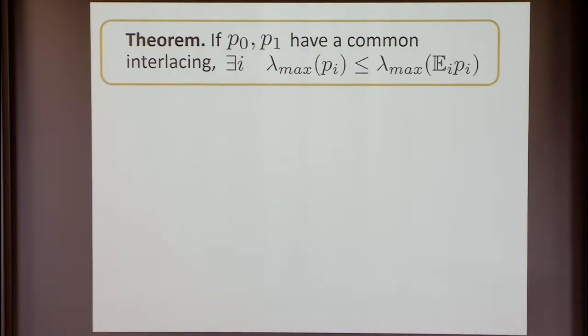So this allows you to prove this very simple and useful theorem, which is the following. If you have two polynomials P0 and P1, which are real-rooted and monic, I guess I should have written that, so they're monic and real-rooted. If you have two polynomials that have a common interlacing, then the largest root of one of them is at most the largest root of the average. All right? And the proof of this theorem is really simple. I'll just show it to you on the slide.